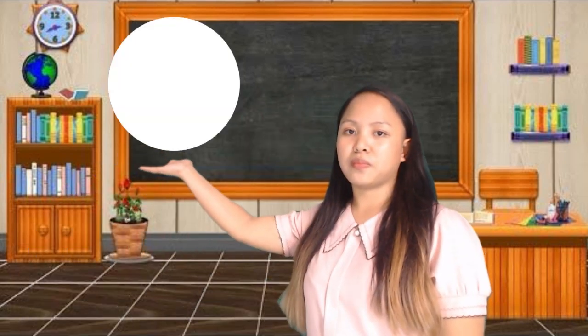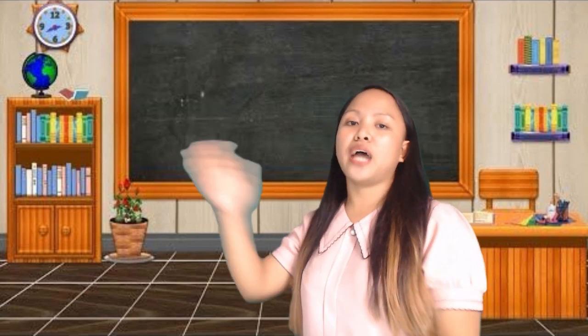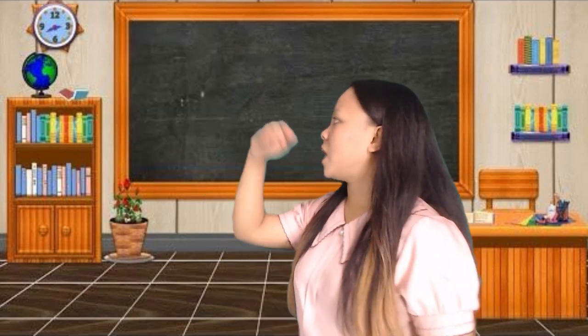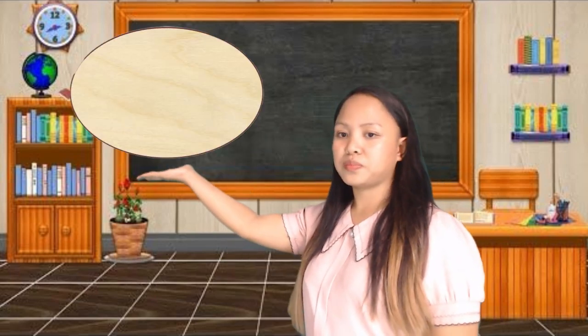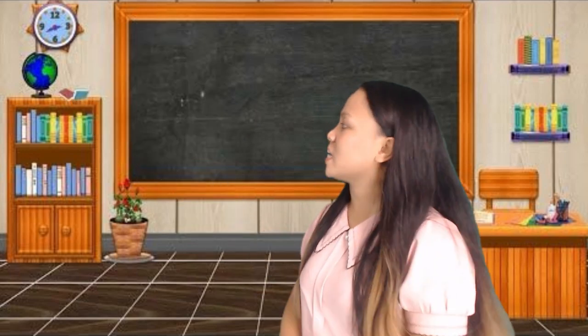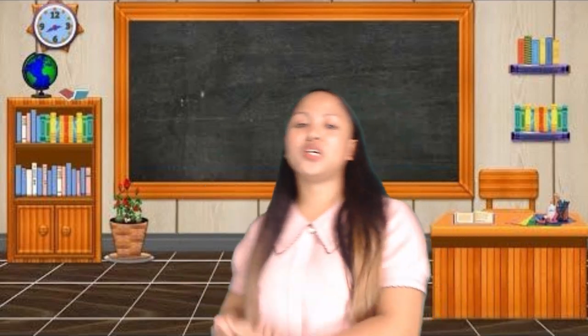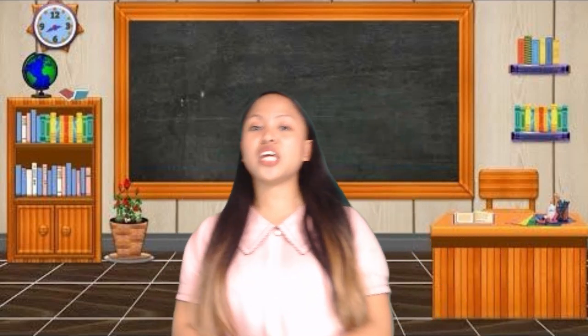Again, kids, what shape is this? Circle. Very good, circle. And the second shape is oval. Very good, oval. Next shape is triangle. Very good, triangle. So I think you are ready for the next lesson.